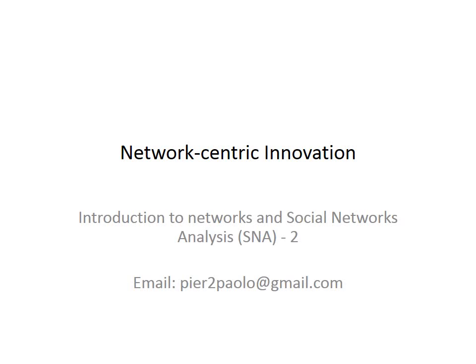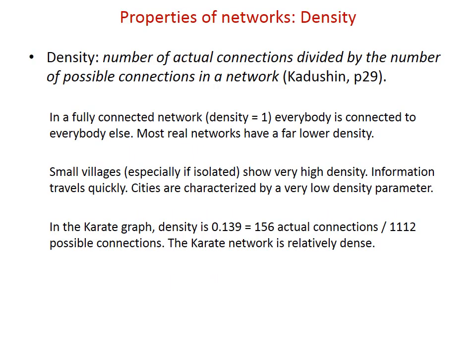Welcome to the second part of our introduction to social networks and social network analysis. We finished the previous lecture by looking at the concept of density. Density indicates how connected a network is. If everyone is connected to everybody else, we say that density is at maximum, equal to 1. In general, for real networks, density is never equal to 1, and it is lower in the case of networks in cities. It is much lower than 1.